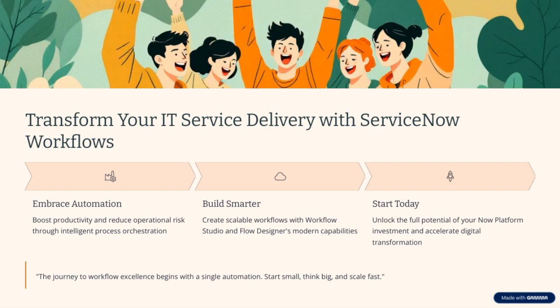And finally, embracing automation is not just about efficiency, it's about transforming your IT service delivery. With ServiceNow workflows, you can streamline processes, improve service quality, and ultimately deliver better value to your users. Remember, every big transformation begins with that first step, so take it today and keep moving forward.